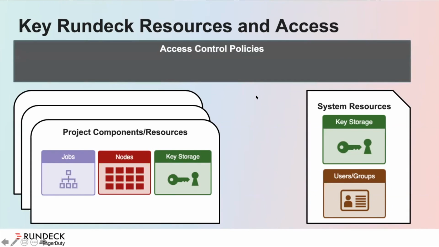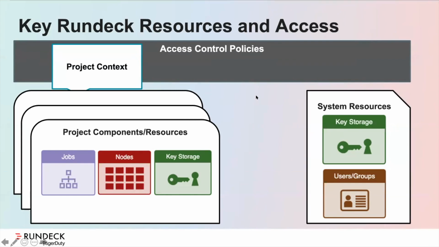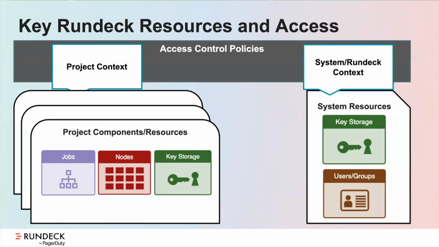So access control policies look at things in essentially two ways. First, the project context. That's everything that you might want to access inside a project or do inside a project. The second is the system or Rundeck context. And you'll see when we get to the actual writing of some rules and some examples that context is one of the elements you need to address within your access control policies. Hopefully that helps get the big picture.